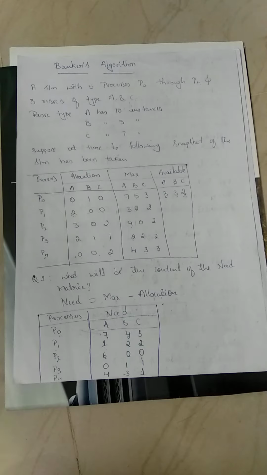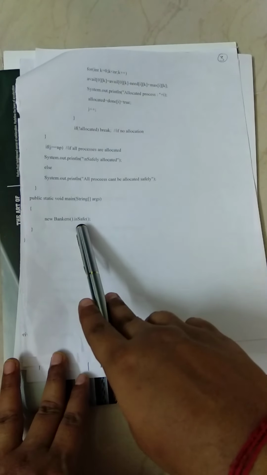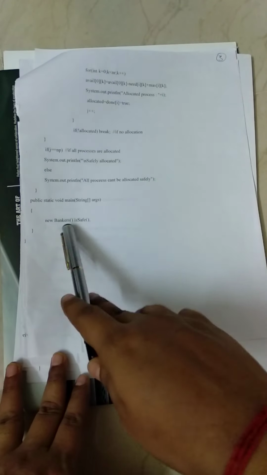Now we'll see the coding part, for how Banker's is implemented. First we'll start with the main function, where you can see new Bankers and its isSafe function. When this line is executed, the control directly goes to the class Bankers.